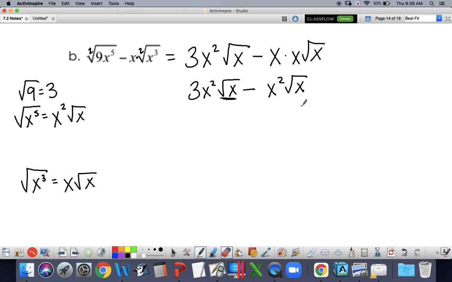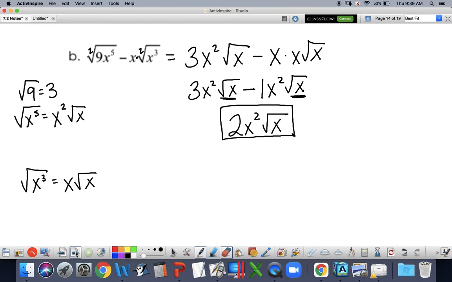And look at that. We have like radicals. We also have like terms, right? X squared and x squared. And if you need to, right, 3x squared minus x squared, well, there's a 1 there. So I get 3x squared minus 1x squared, 2x squared, square root of x. Final answer.